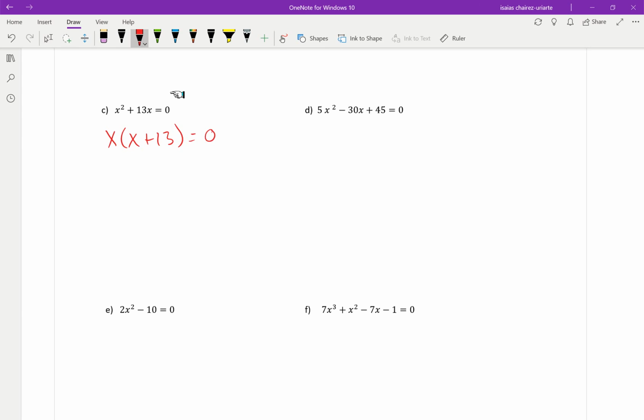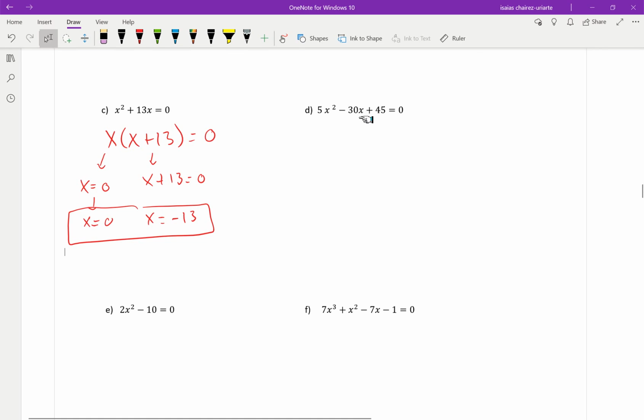Okay, and so then I have to set each one of my factors equal to 0. And well, this just says that x equals 0, and this over here would say that x equals negative 13. And those are my answers. Okay, let's see the next one.